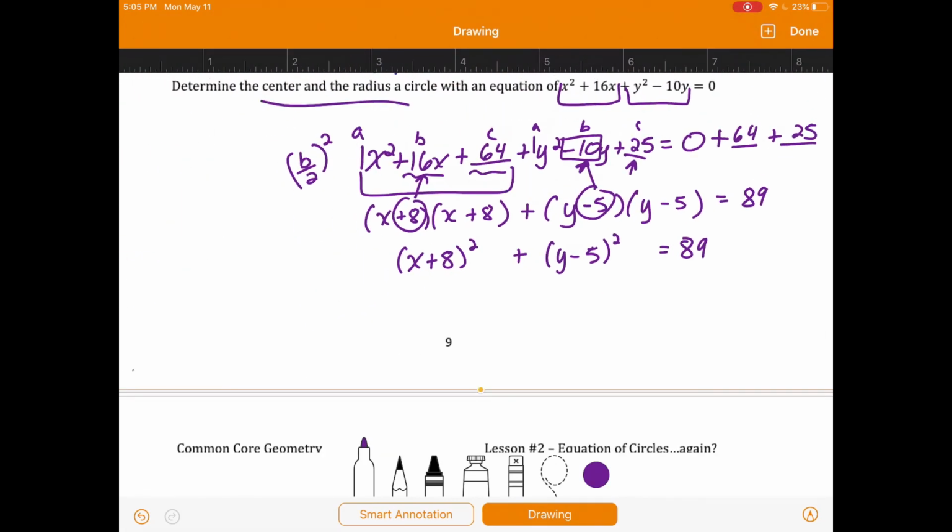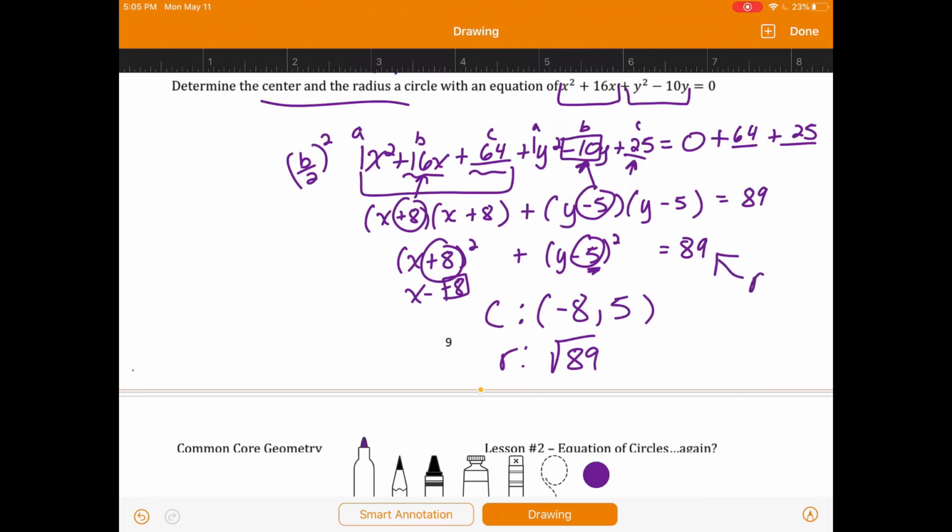So to answer the question, to find the center and the radius, the center is going to be the opposite of 8, so negative 8, and the opposite of negative 5, so that's positive 5, or you can think of it as x minus a negative 8, so we've got negative 8, and y minus 5, which is 5. And then our radius is going to be the square root of 89. Okay, that's because this piece over here is r squared, so to find r, we're going to need to do the square root of both.